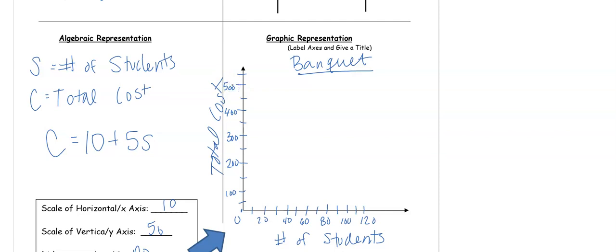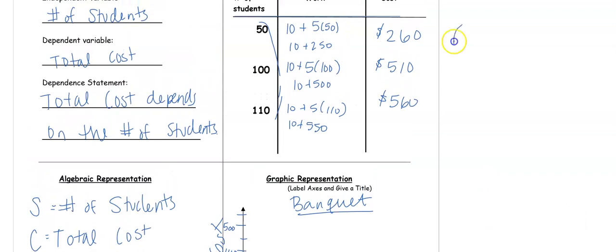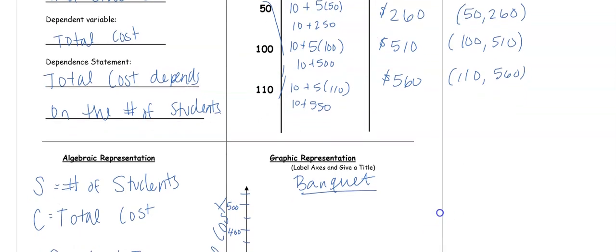Okay, and then I plot my points. Now, what points do I plot? You filled out a table. This point here is 50, 260. You've got to plot that point. 100, 510. 110, 560. Okay, those are the 3 points that we are going to plot.